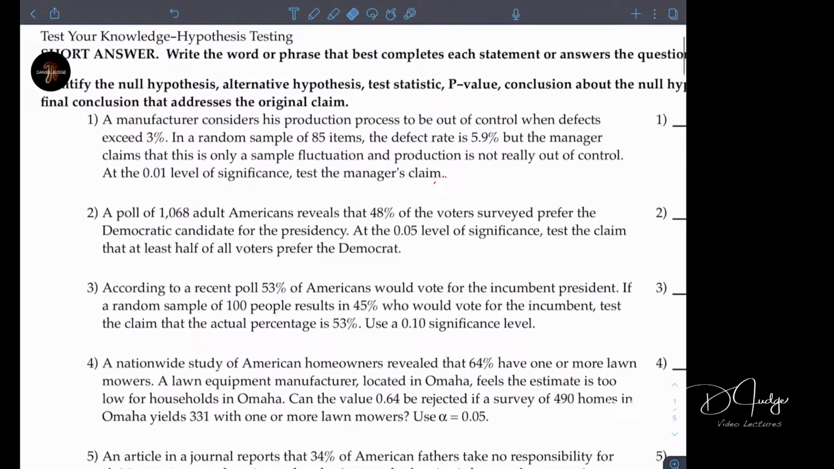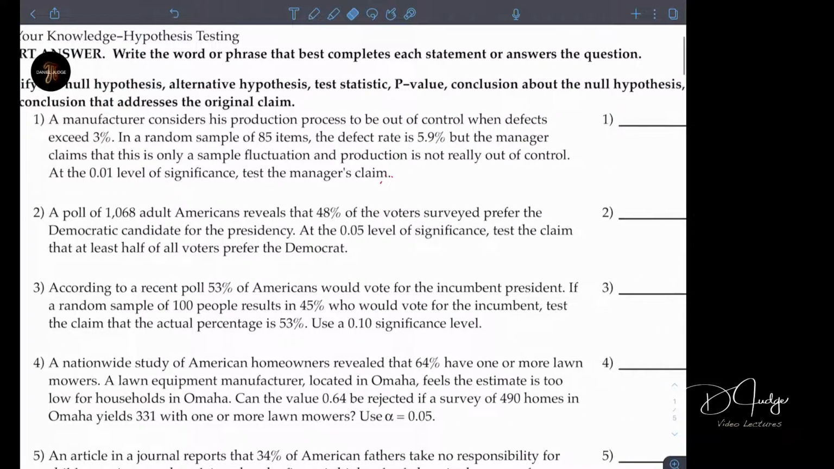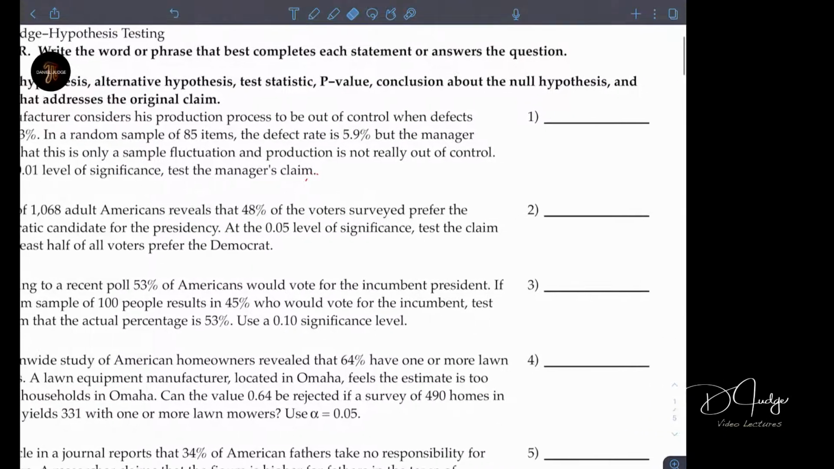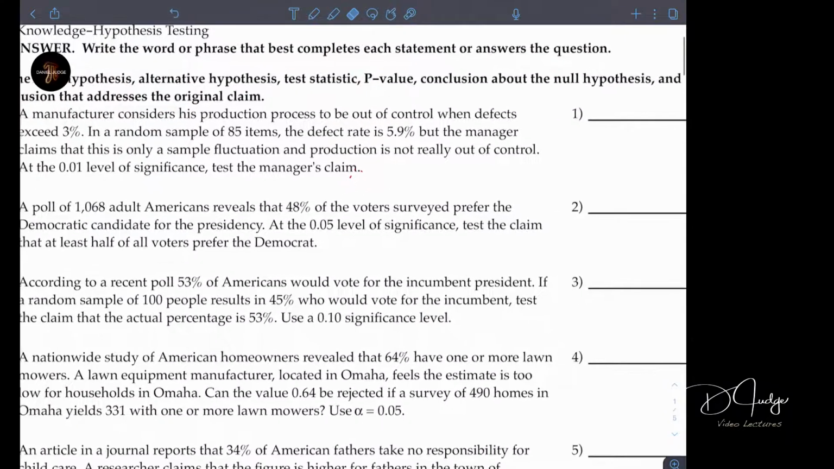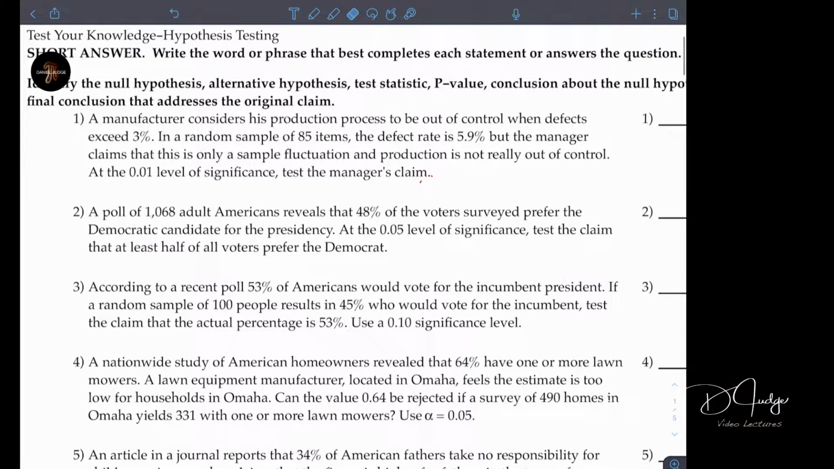Now, if you go through the instructions, they say identify the null hypothesis, the alternate hypothesis, the test statistic. We'll talk about the p-value in the future. We're going to use what's known as the classical or traditional method, and the conclusion about the null hypothesis and conclusion that addresses the original claim. So let me just cut straight to the chase, and we'll show you what is really going on with this. Remember, this is written by publishers, and publishers just, yikes, that's a whole other story.